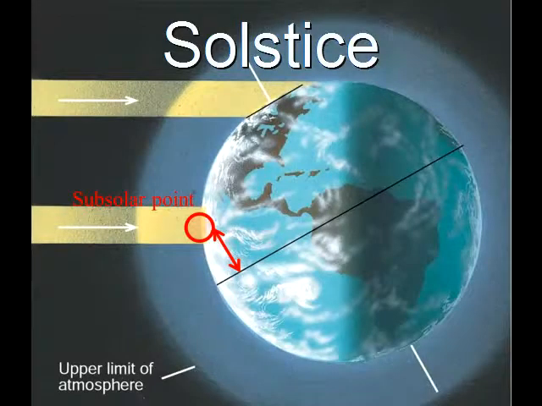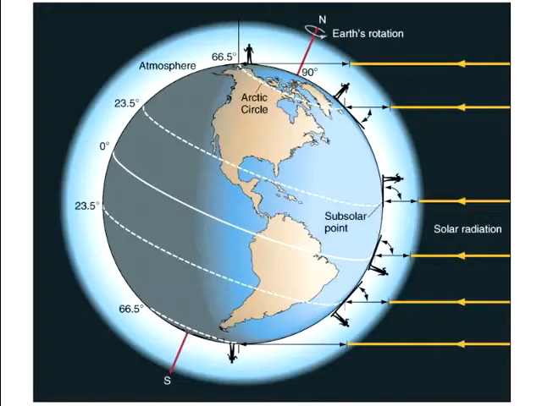A solstice is either of the two events or days of a year when the subsolar point is at its greatest distance from the equator. The summer solstice occurs around June 21st. The subsolar point is located at the Tropic of Cancer at 23.5 degrees northern latitude.